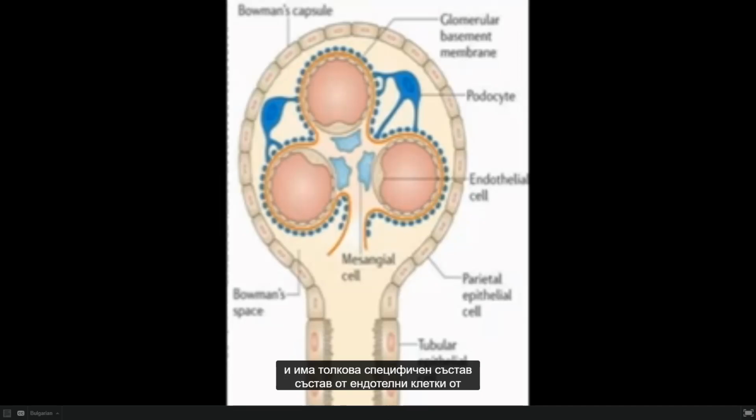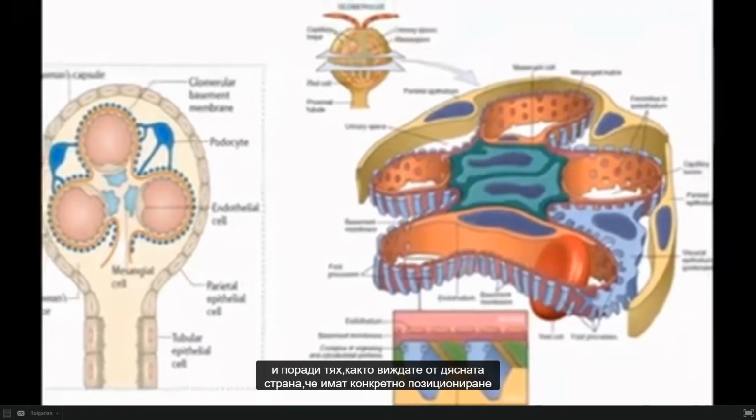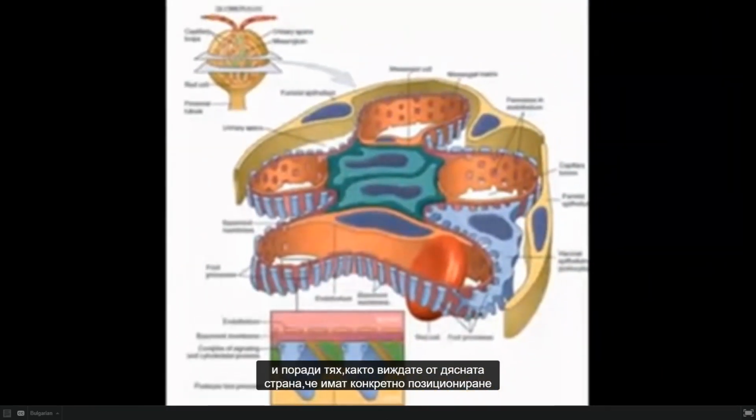The composition is from endothelial cells, from the basal membrane, and from cells very specific to the Bowman capsule, podocytes. And because of them, as you see on the right side, they have specific positioning. Again, this is the question of positioning. And because of that positioning to each other, they organize the space inside of the Bowman capsule in different shapes.